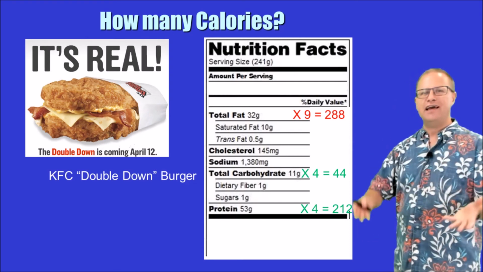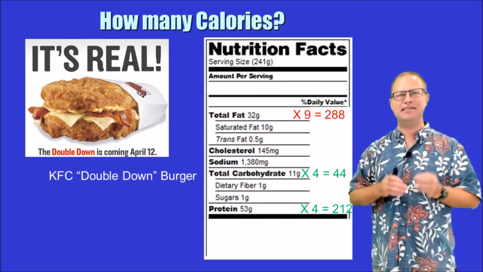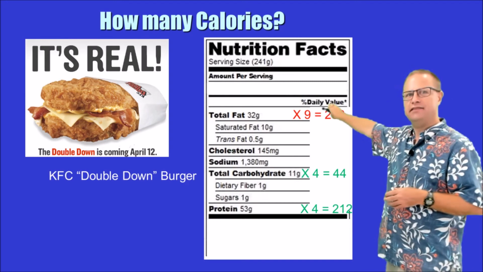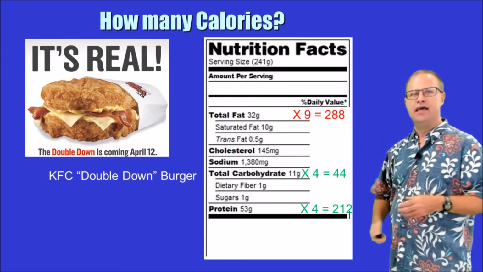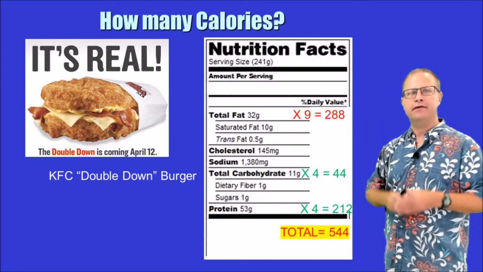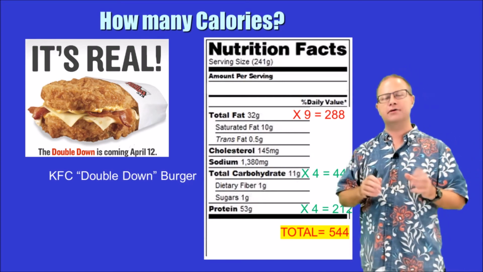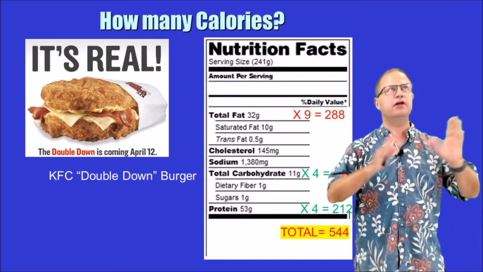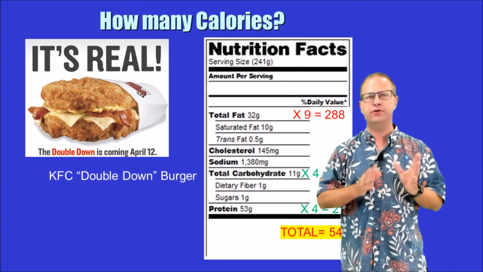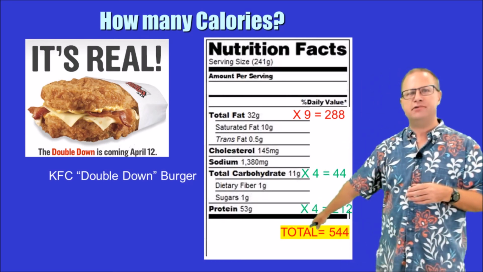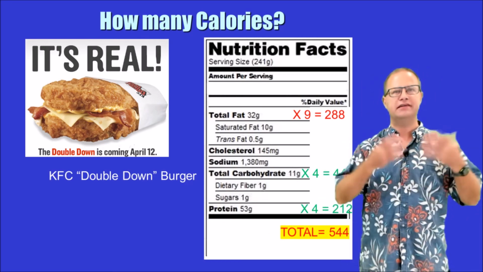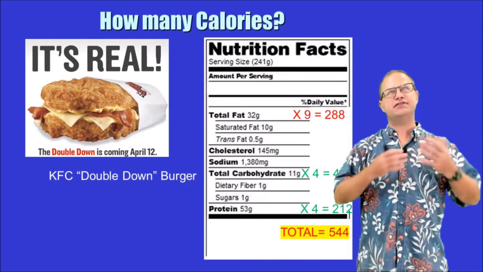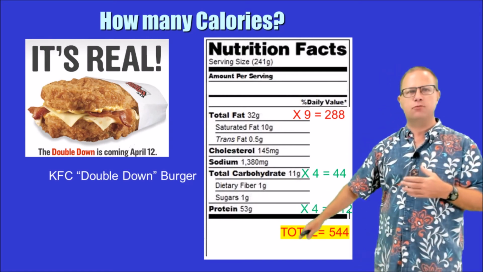So now, altogether, how many calories does a KFC Double Down Burger have? Well, we just add this, plus this, plus this, and we find out that it's around 544 calories. If you remember that a normal adult diet is around 2,000 to 2,200 calories, this is about 25% or more of your caloric balance for the entire day. Now, that's not so disturbing. There's other hamburgers that have a lot more calories than that.